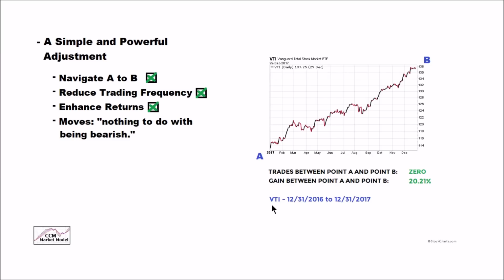Full year for VTI. We owned VTI coming into the calendar year. The model did an excellent job managing the position with 0 trades between point A and point B, allowing us to capture a very satisfying return and check these boxes over here. Our trading frequency and performance for VTI and SPY tell us that the master market model basically performed as expected and performed very well in calendar year 2017.